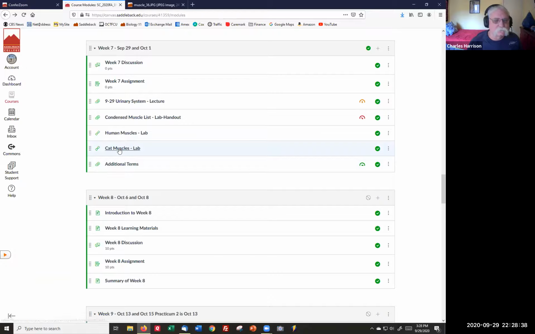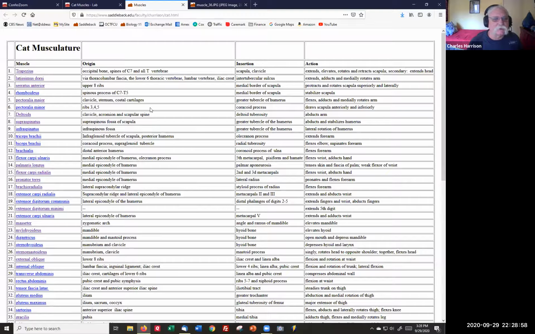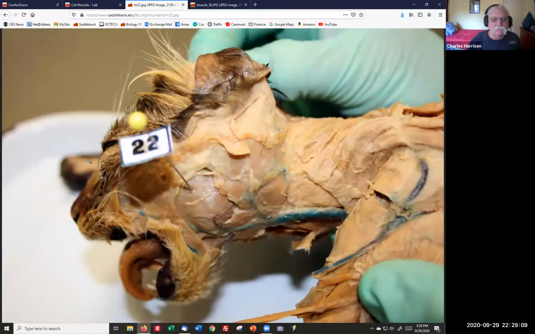I want to do the same muscles with the cat. In order to make these links work, in case I didn't mention it to you, sometimes they just do on some browsers, but if they don't work for you, be sure to pop it out right at the top there. Okay, now the same muscle, starting with number 22 on the cat. You need to double click on here to get the bigger view.